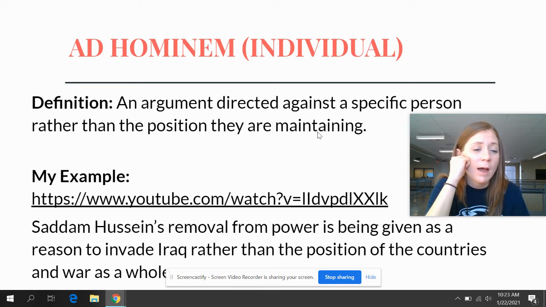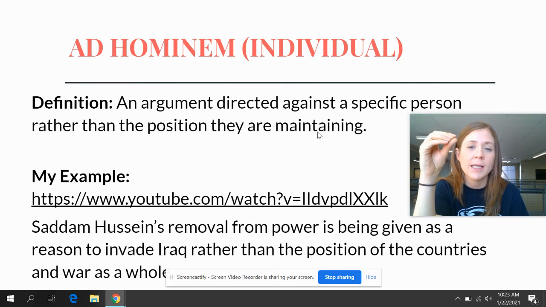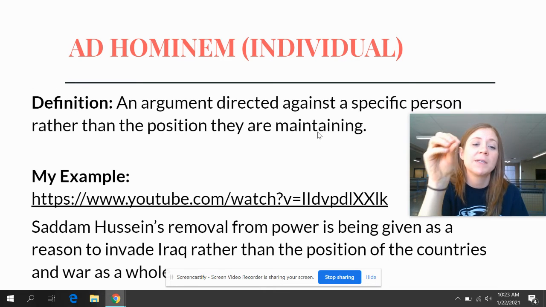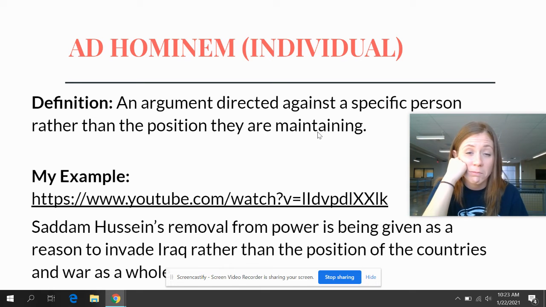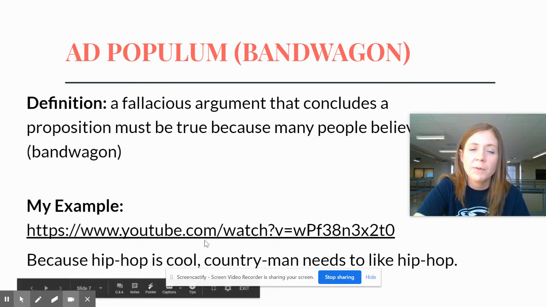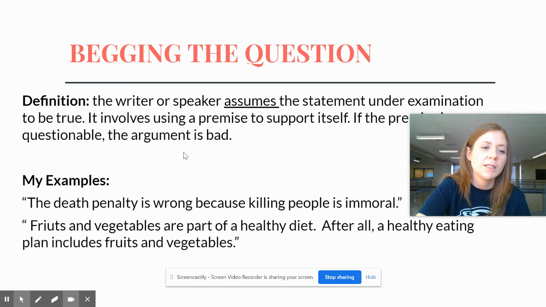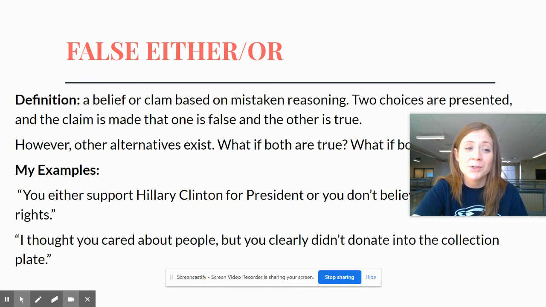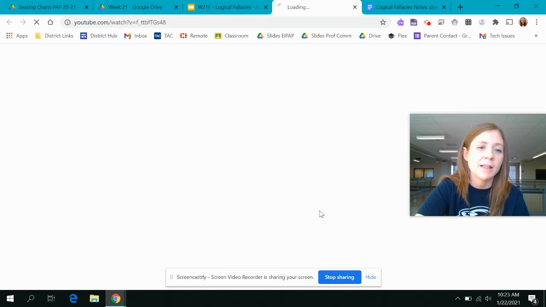I'm going to help you out and give you another example of ad hominem. Anyone who is attacking a politician instead of the party is using ad hominem, individual. They're attacking a specific person rather than the party or the position that they are maintaining. So just something to think about. You'll see the same format for all of them: definition, a couple of examples from me. You're going to complete the notes as you're going through these logical fallacies.